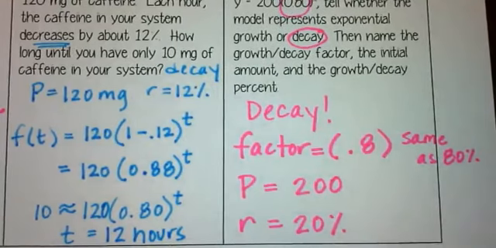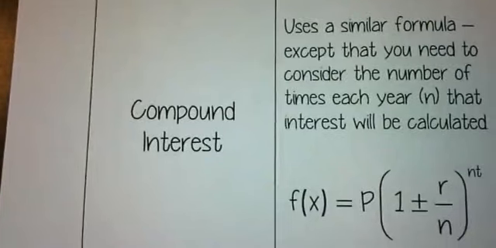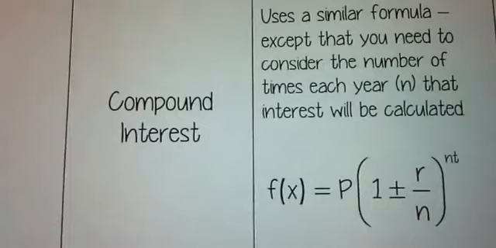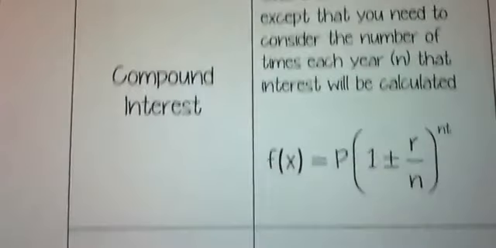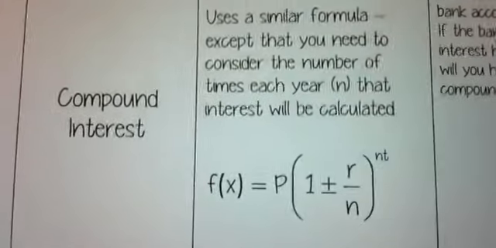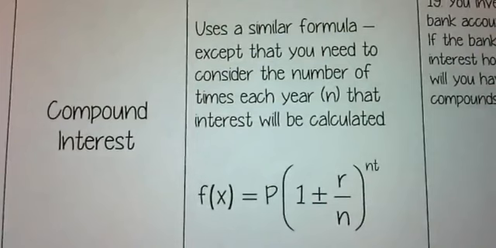All right, on to the next one, compound interest. Compound interest is very similar to our growth and decay equation. The only thing that's different is that the whole idea with compound interest is that interest is figured out at different times of year. It could be figured out once a year, which would be yearly.